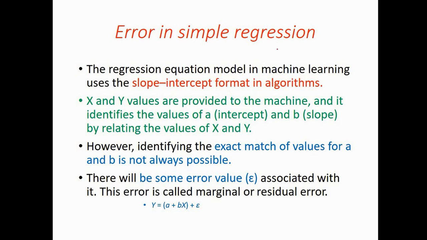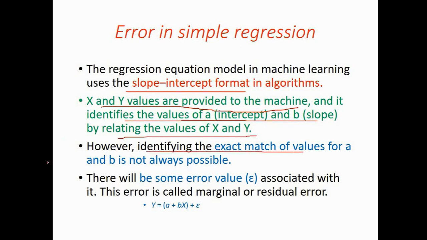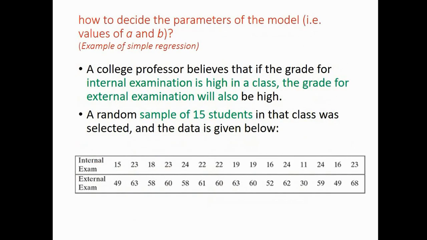Now, error in simple regression. The regression equation model in a machine learning model uses the slope intercept formula in the algorithms. X and y values are provided to the machine and it identifies the values of a and b by relating the values of x and y. However, identifying the exact values for a and b is not always possible. There will be some error associated with the prediction. This error is called marginal or residual error. So that is y is equal to a plus bx plus this error. This is a residual error. Let us see what this residual error is.